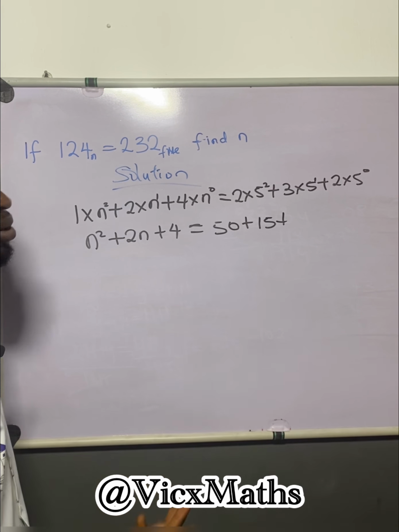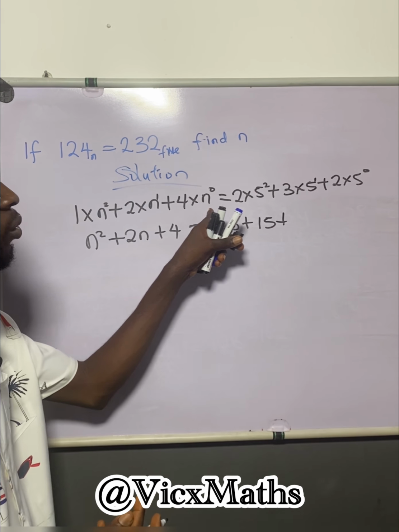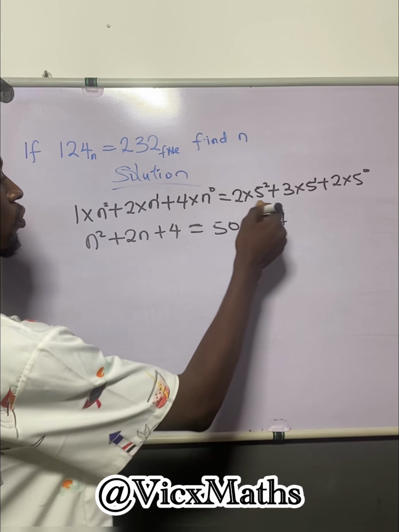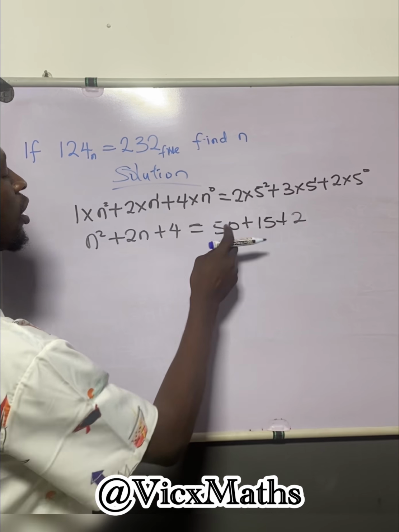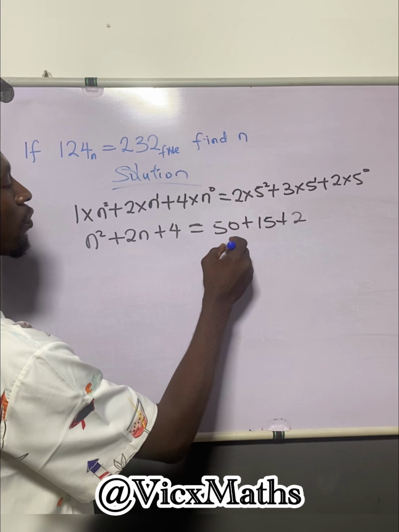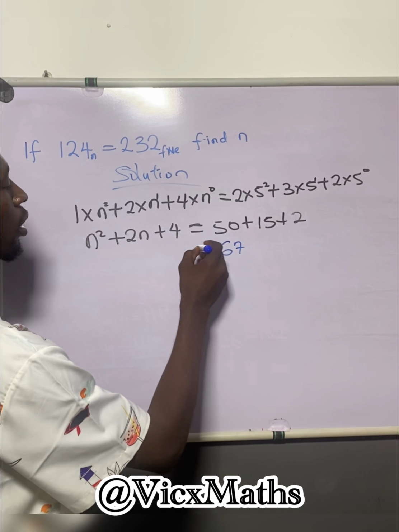5 raised to power 0 is 1. Any number raised to power 0 is 1, not just this number. Can you see n raised to power 0 is 1? So 5 raised to power 0 is 1, and 1 times 2 is 2. This plus this will give us 65, and 65 plus 2 will give us 67, equal to.